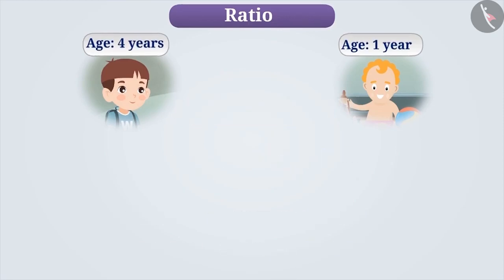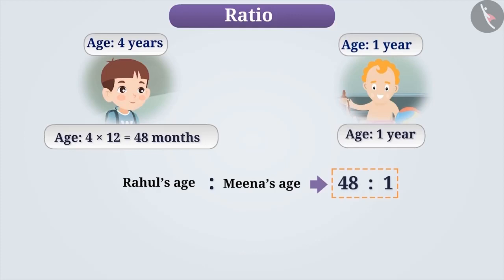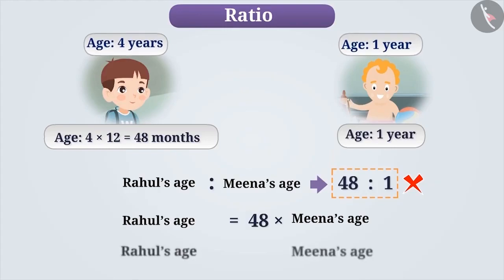Now consider this case. If we represent Rahul's age in months, that is 4 into 12, which is equal to 48 instead of 4 years, and Meena's age is represented as 1 year, then will it be correct to write the ratio of Rahul's age to Meena's age as 48:1? Think for a while. You are absolutely correct. This will result in an incorrect ratio because this ratio is showing that Rahul's age is 48 times that of Meena's age. But from the given ages, it is clear that Rahul's age is 4 times that of Meena's age. Thus, 48:1 is not the correct ratio.